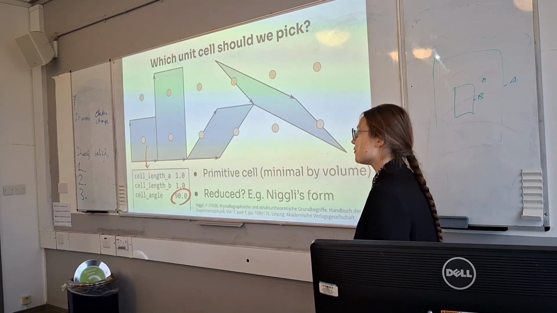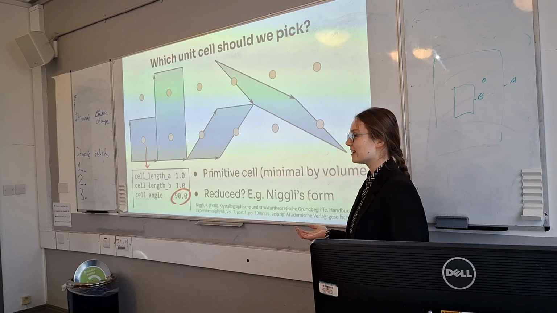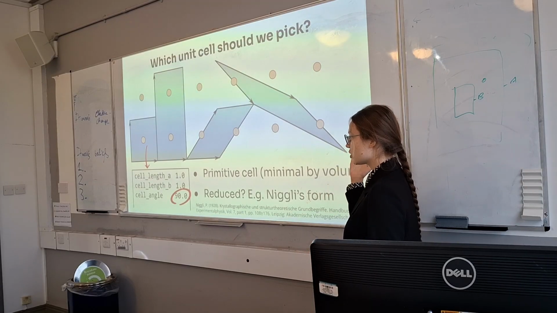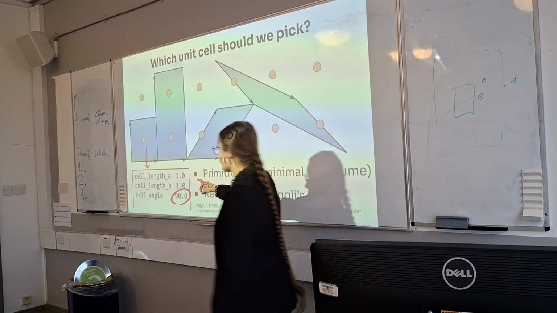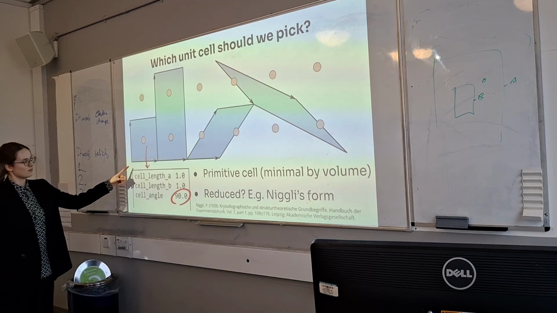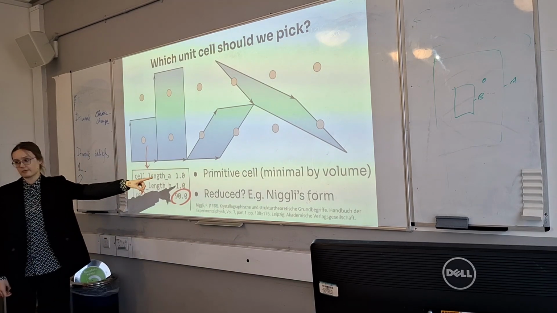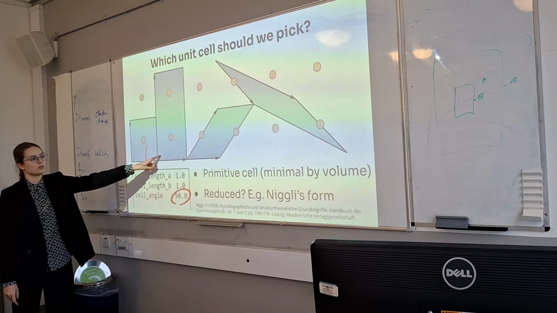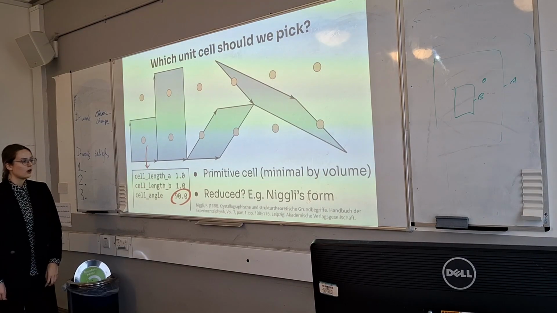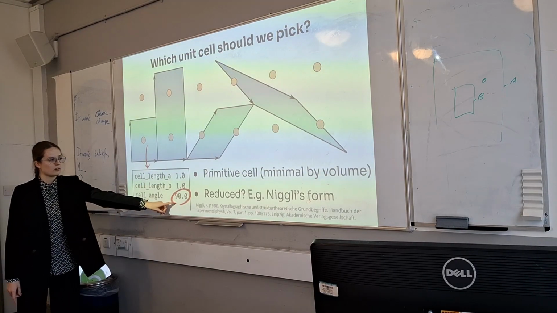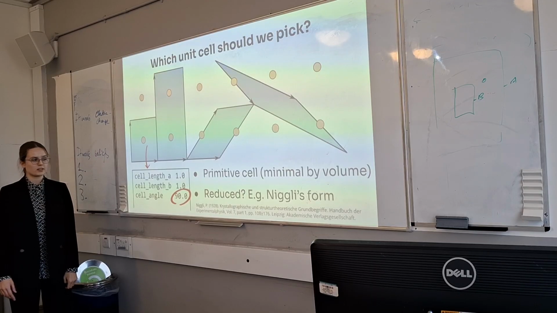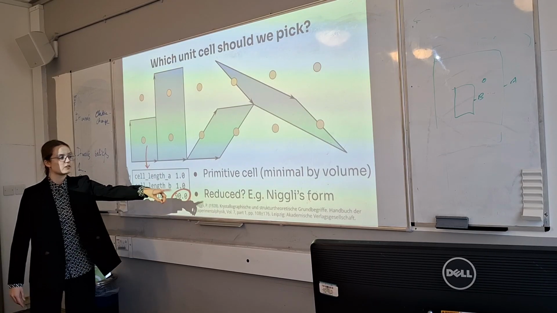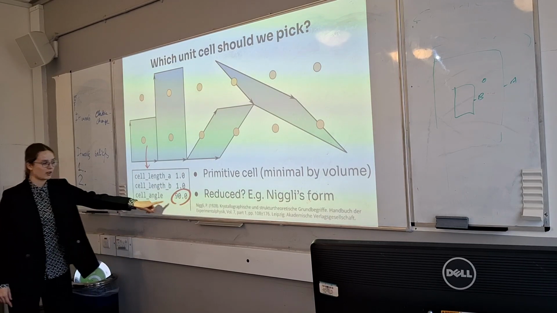Well, crystallographers say, fine, that's okay, there's lots of unit cells, let's just pick one. Let's pick the simplest one, let's pick this one. This one's nice because it's primitive. It's minimal by volume. So we don't want to pick this one because this one could be reduced to this one. And then we like this right angle. So they use a complicated function called Niggli's form and they reduce it to try and get right angles.